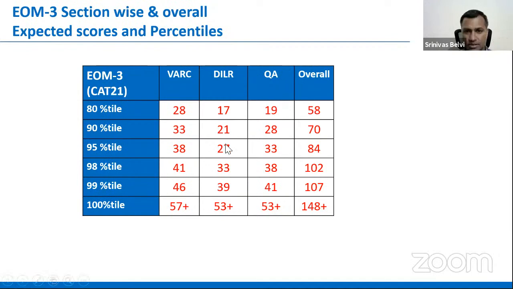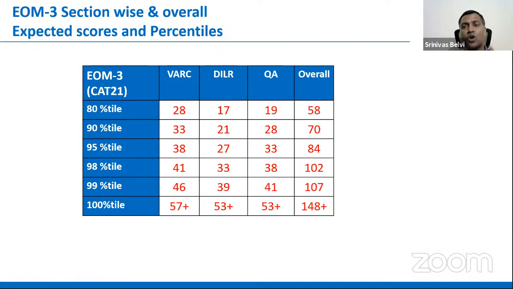So I'm not good at DILR, but I'm reasonably good at the other two sections. Let's say you scored 33 in QA, that is 95 percentile in QA. And in DILR, you scored the bare minimum, which is 17. 33 plus 17 becomes 50. 50 plus another 38 becomes 88, which is more than 84, which means you actually got 96 percentile. See, there is always a mix and match possible.